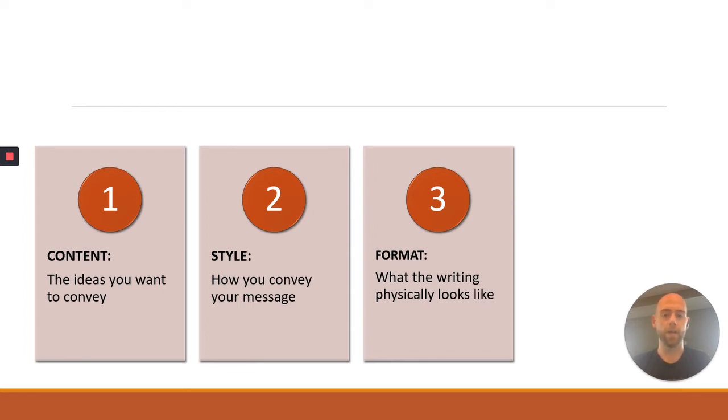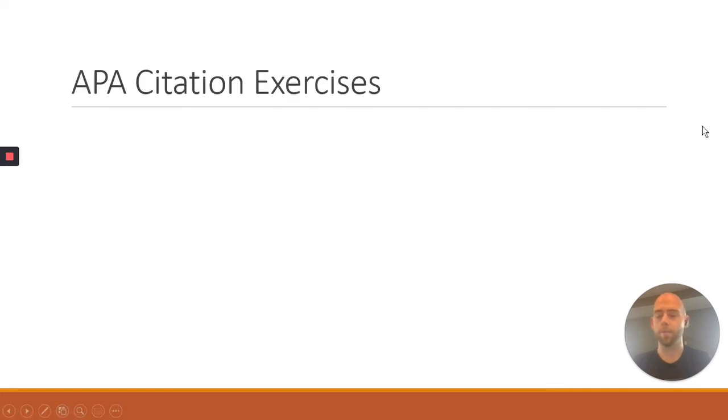We'll touch a little bit on style too, but we're not really going to get to content because that's what you're coming up with as far as the research projects that you're getting started with this week. So to start out, I just want to show you a few references that violate APA formatting that you can try to work through and correct. So having a little bit of familiarity with this is useful.